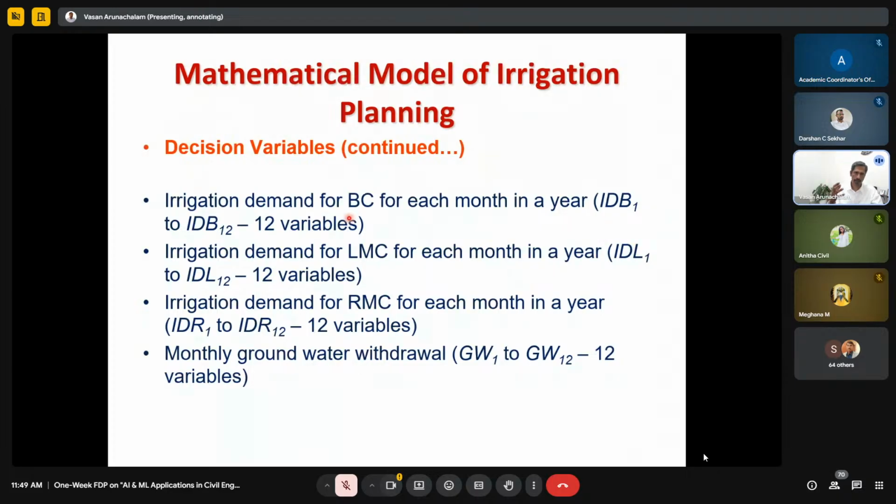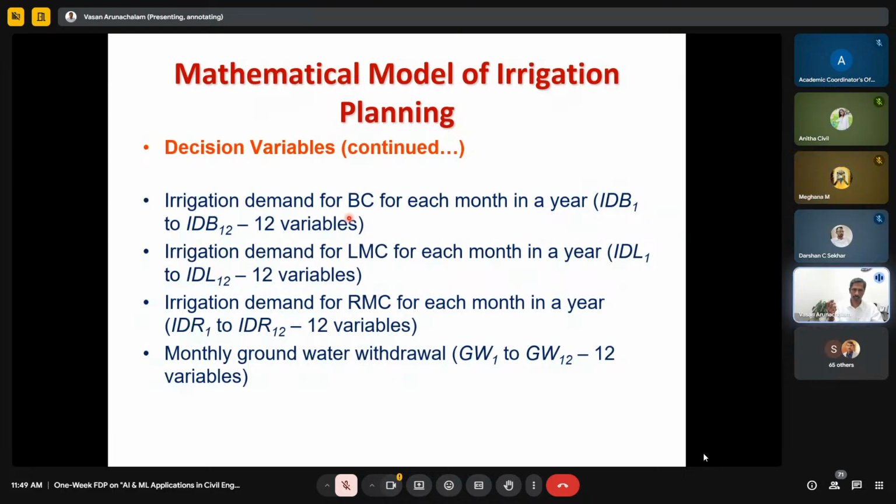So in a given month, how much water is required for each canal, so that I decide and accordingly release so much water in, say, January, February, March, and so on till December. Because I have 3 canals, I have 36 different variables separately.